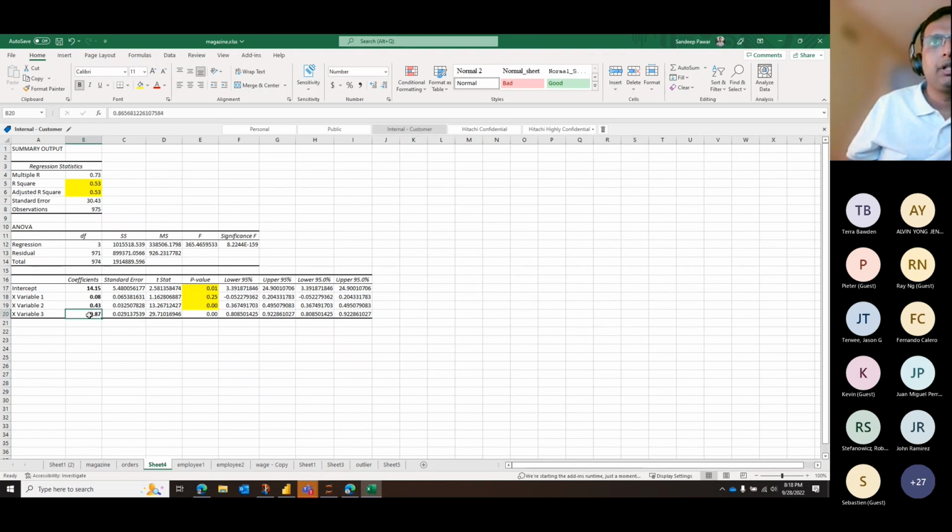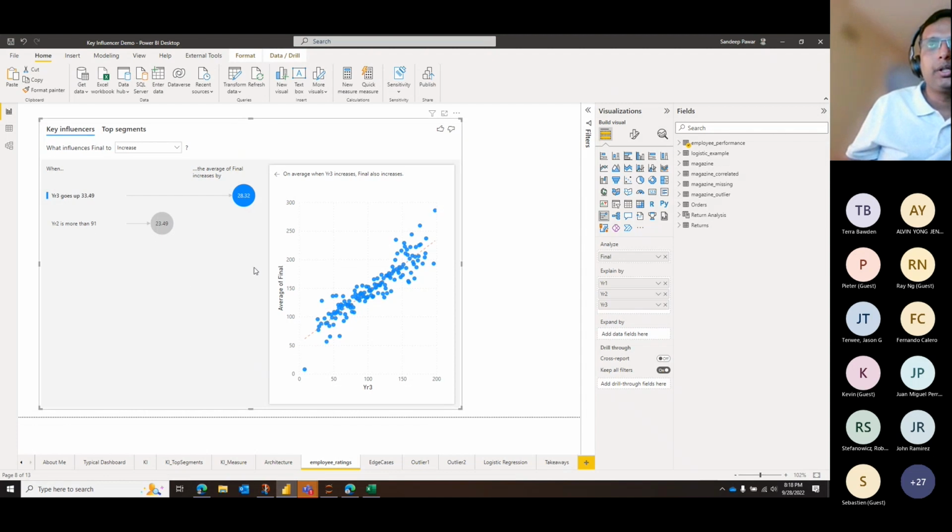The coefficient here is 0.87, and the reason it is 0.87 is because it's normalized. It's saying when the x variable goes up by 1 unit, your output is going to go up by 0.87, which is exactly what we see over here. Look at this. Year 3 goes up 33.49 when this increases by 28.32.